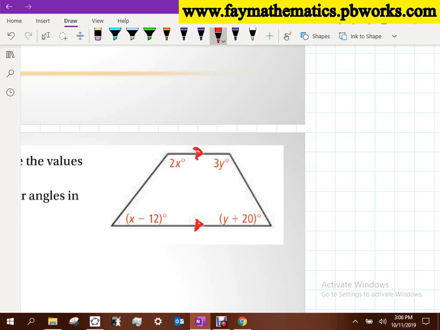Every time that you see a shape that has parallel lines, what you want to think is parallel lines intersected by a transversal. Because right now I've got parallel lines intersected by a transversal. What I'm going to do is extend that parallel line, extend that parallel line, and look at that thing right there.